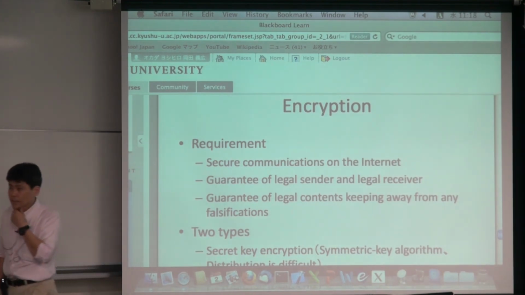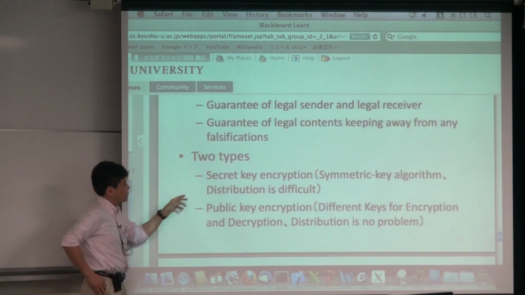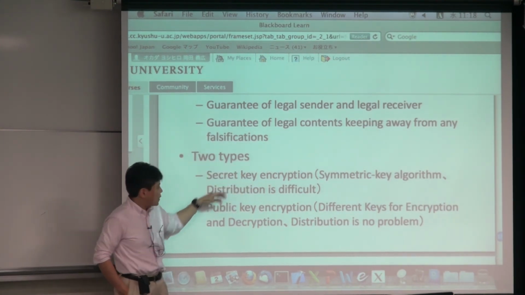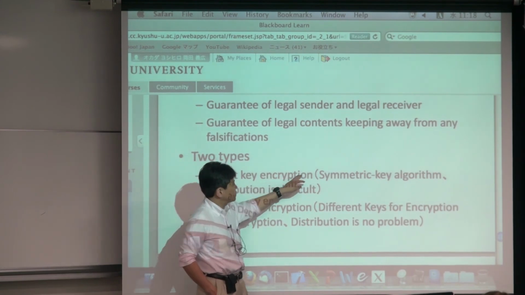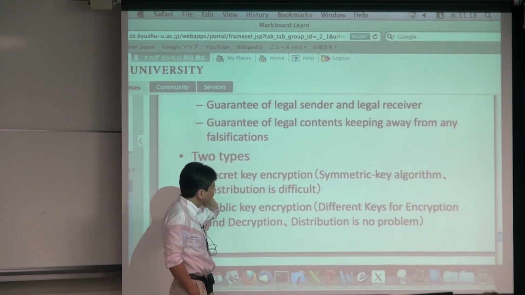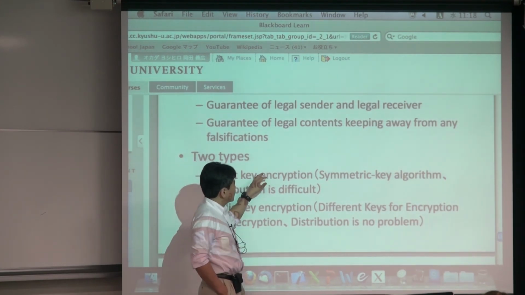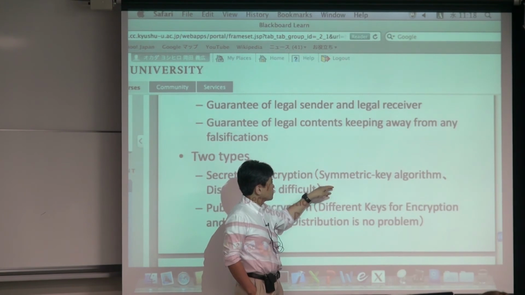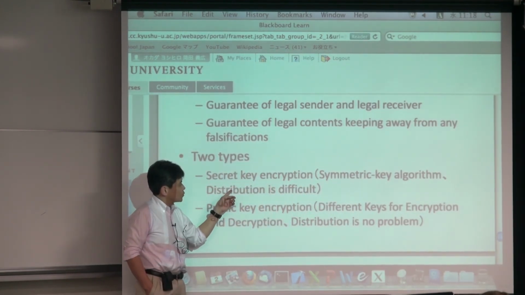Okay. So usually there are two types of encryption: secret key encryption and public key encryption. So secret key encryption means there are some algorithms, symmetric key algorithms, where key distribution is difficult.